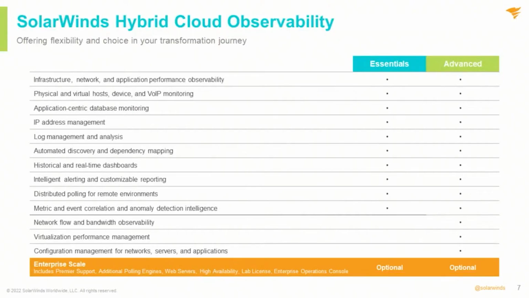So essentials basically gives you all the monitoring you want, and advanced gives you all the monitoring you want and all the management that we provide. But either one can have the enterprise scale attached, so you can go out and make essentials scale out with HA and lab licenses and APEs and additional web servers. And if you want the advanced, you can also do it that way and say, you know what, I need more than one polling engine. I'll get the enterprise scale. I'll scale out as many engines as I want, and then I can work either way. So it's basically an extra feature. It's an add-on for either of the solutions.